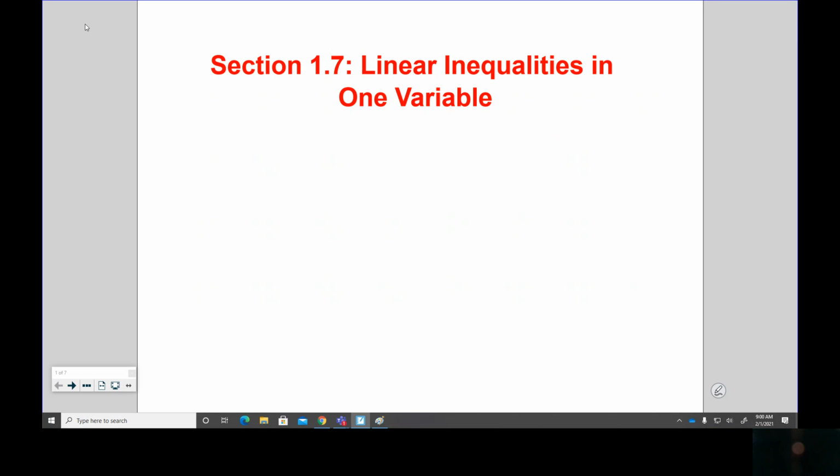Okay, so we're going to start today. This week in class, we're going to do section 1.7, and then on your own, you should go over section 2.1. I don't have the video up for this yet, but I should have it up by tomorrow. So this section is called linear inequalities in one variable. So let's talk about what an inequality is. An inequality means not equal.